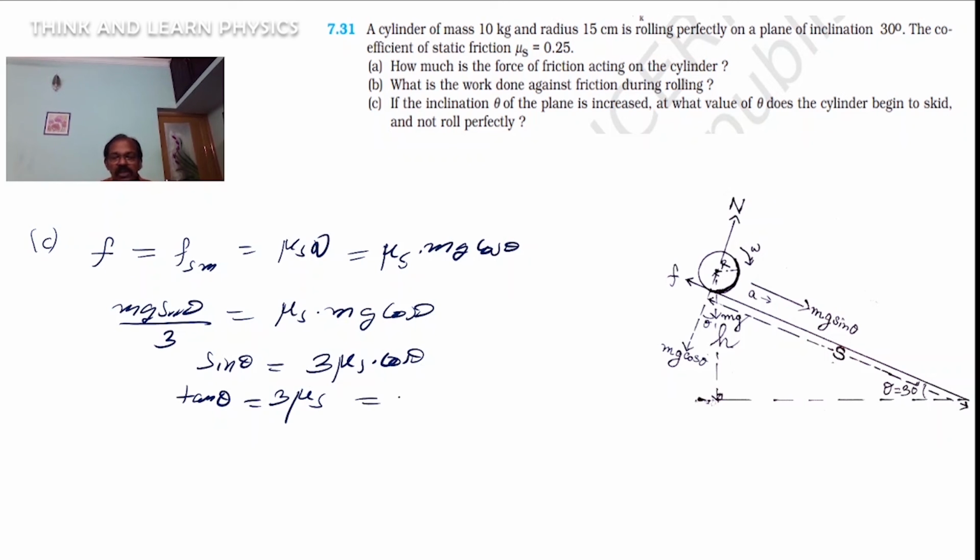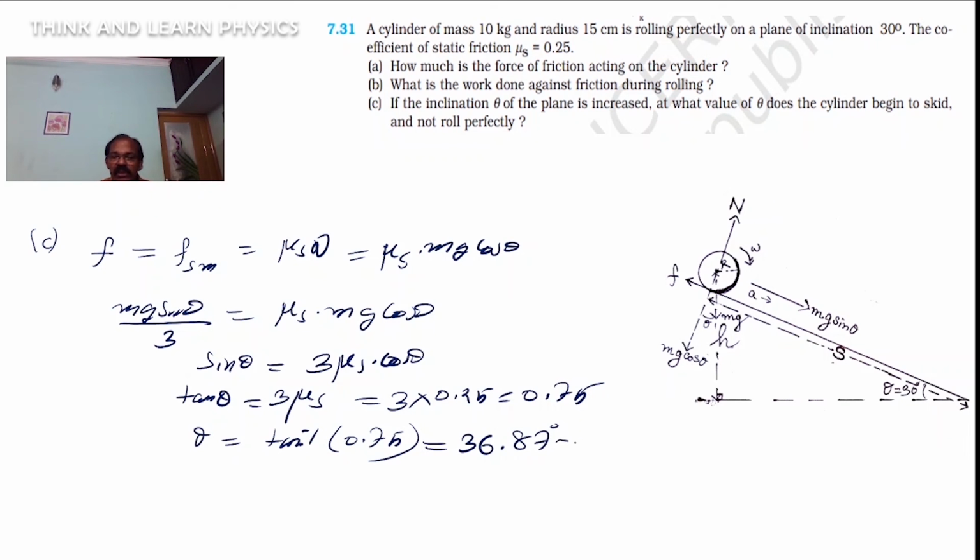This is equal to 3 into, what is the value of mu s? It is 0.25. So that's equal to 0.75. Hence theta equals tan inverse of 0.75. This is found to be 36.87 degrees, or approximately equal to 37 degrees.